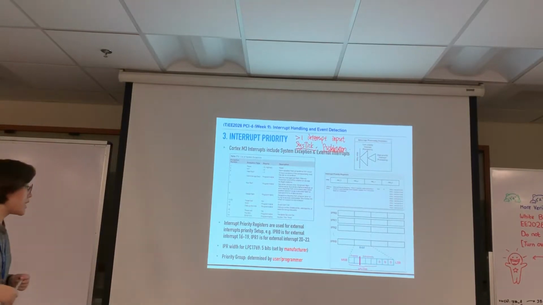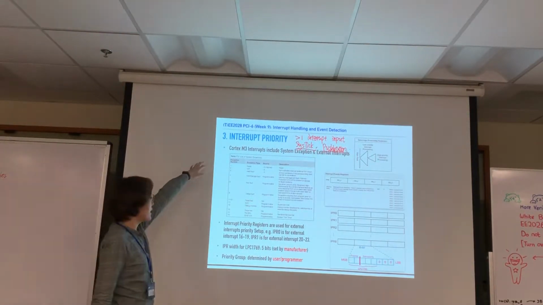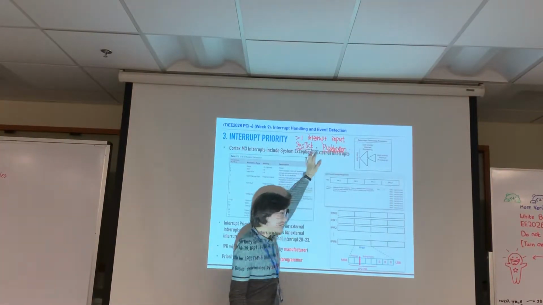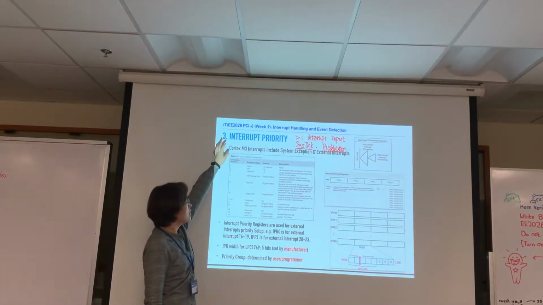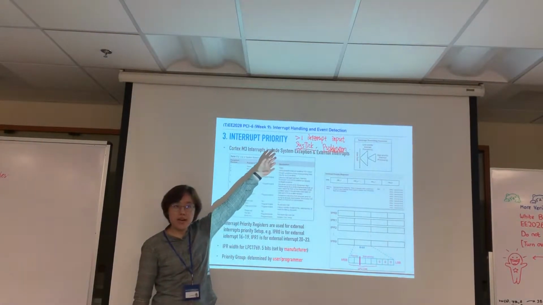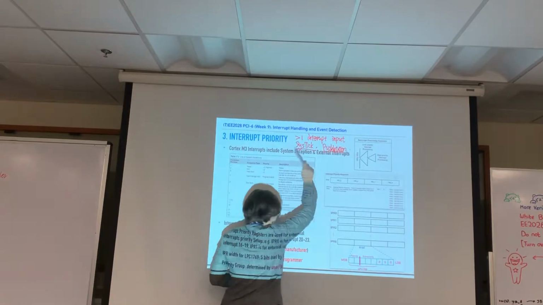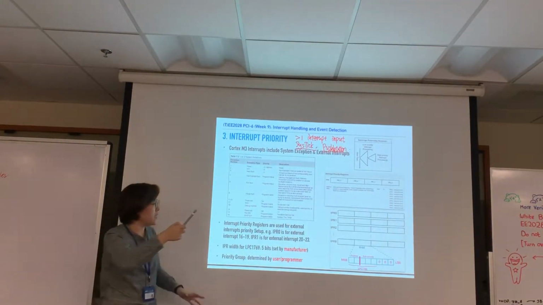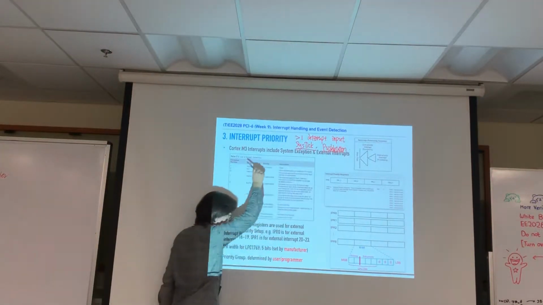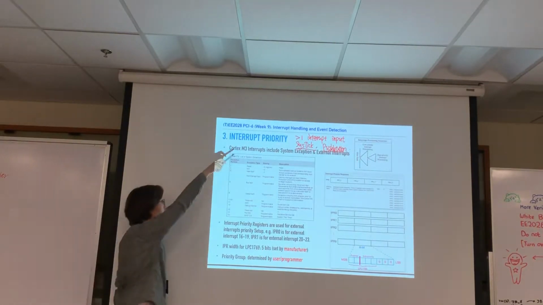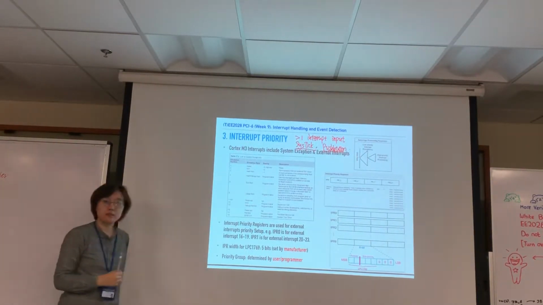Okay? So same thing here. You need to consider the case when these two happen at the same time. So you need to tell your NVIC which one is more important and what should happen if these two occur at the same time. Okay? So all these are done by priority setting.